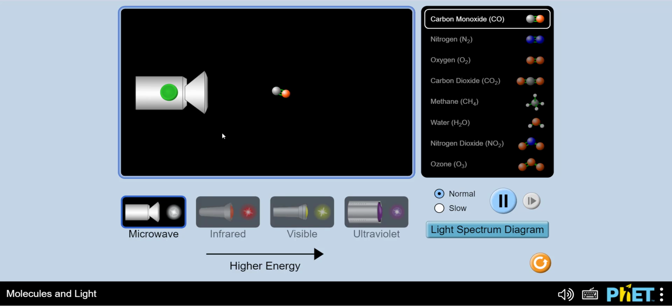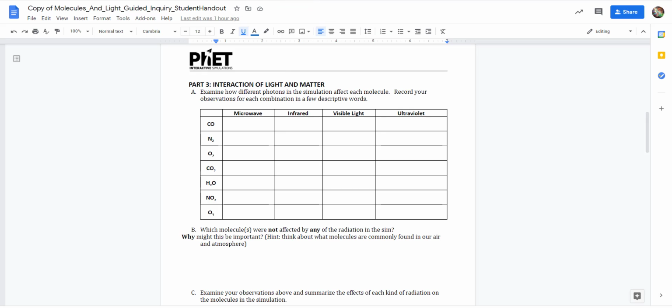Okay, and something happened there. And again, you can see it's not every photon, but some photons have an interaction. And then we would switch. Again, you can switch the molecules. We're still on microwave over here, but now we've changed to nitrogen. And then you can go through and select the different radiation types, and you can fill in this table.